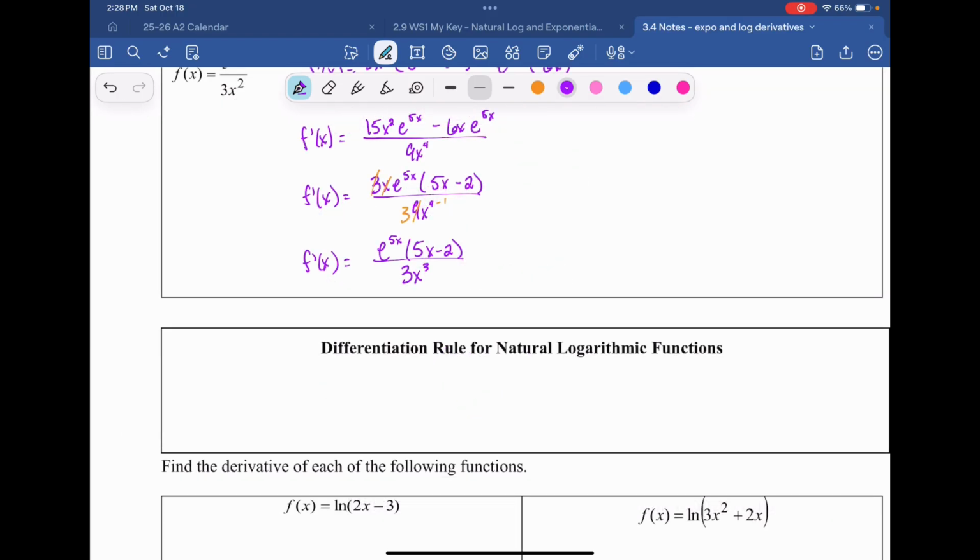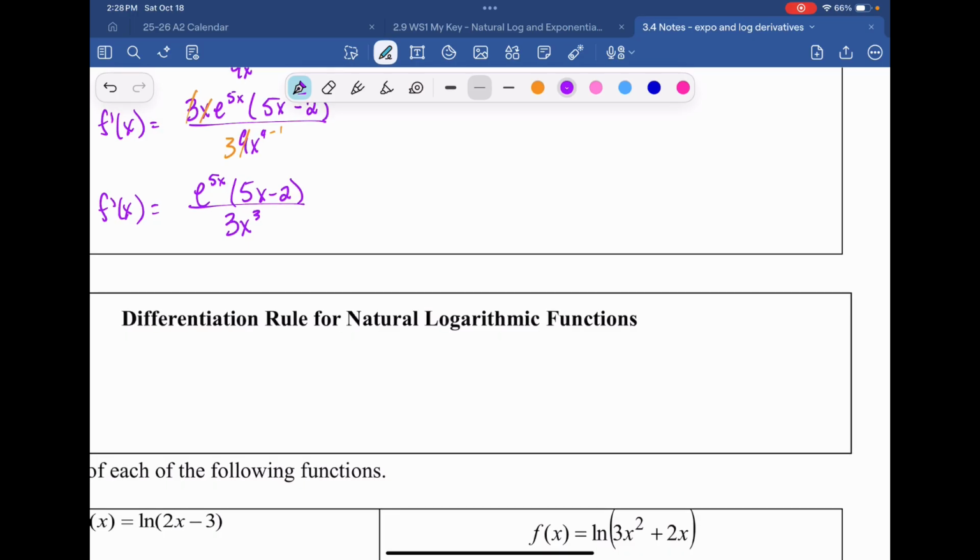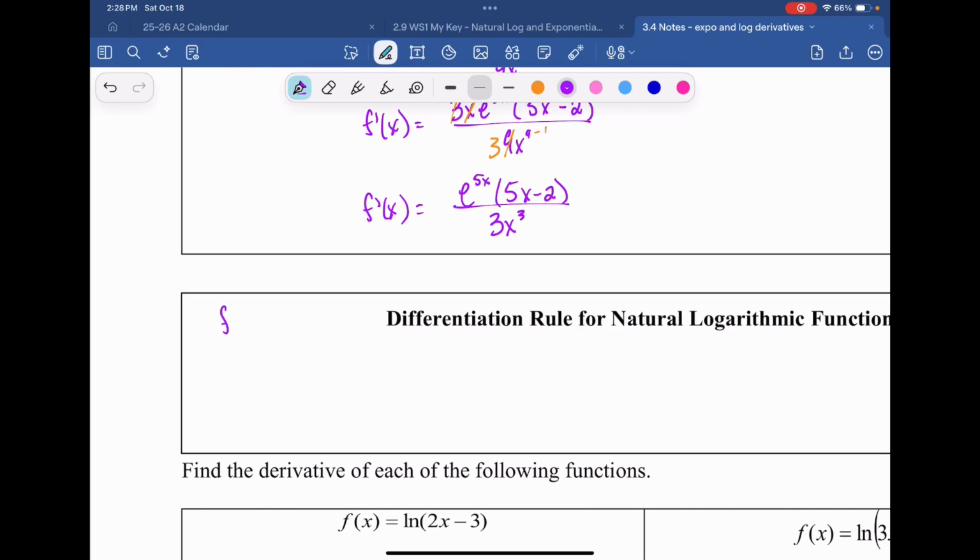All right, moving on to our differentiation rule for natural logs. For natural logs, f of x equals the ln of x. I'm going to start with that derivative because that's one you just have to know. The derivative of ln of x is 1 over x. Similar to your natural base exponential, it kind of works like the chain rule.